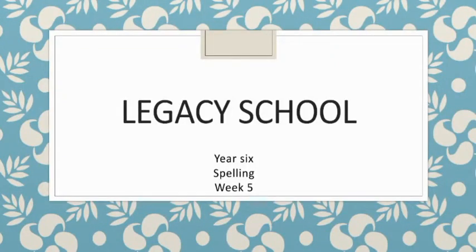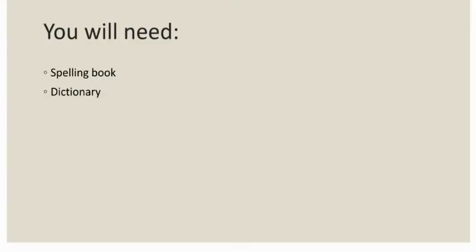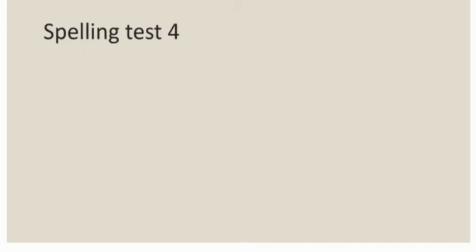Hello everybody, this is a Legacy School lesson for Year 6, Spelling, Week 5. For this lesson, you'll need your spelling book and a dictionary, and of course, a pencil and eraser. So we're going to start off with spelling test 4. I'm going to read the words and use them in a sentence. You're going to go ahead and write them down in your spelling copybook.